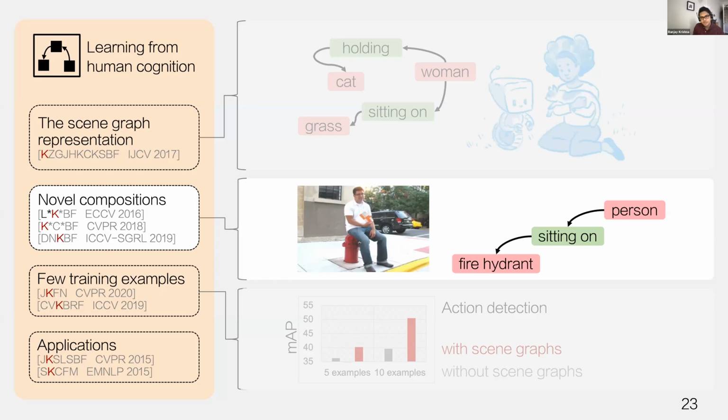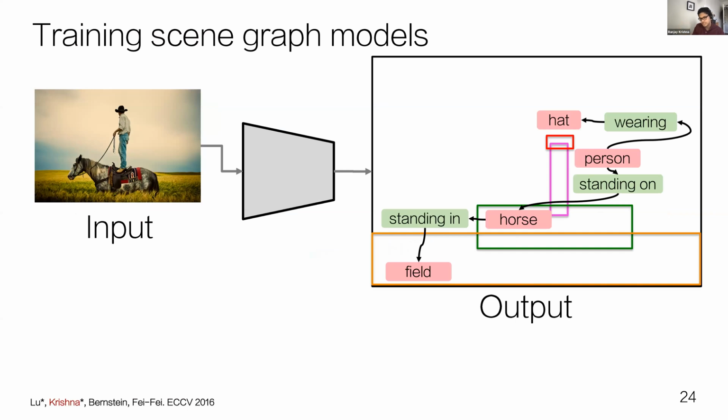Okay, so with scene graphs designed and a data set collected, we began training models to predict scene graphs, and we were pretty excited when we found evidence that these scene graphs are in fact better at generalizing to novel compositions. However, training these models to predict these scene graphs was quite a difficult challenge. So let me explain what that challenge is.